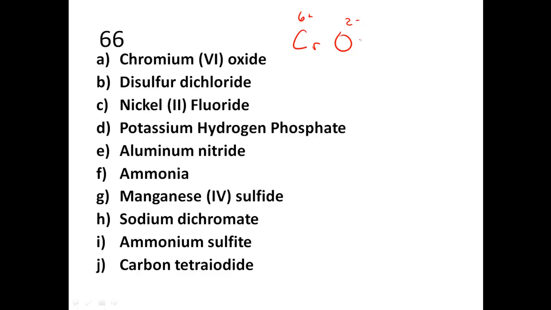Now, there may be a few people who go, oh, I'm going to remember something called the crisscross rule shortcut, and I'm going to put a 6 there and a 2 there. No, not right. It has to be in the lowest whole number ratio. So it's actually CrO3, which is in the lowest whole number ratio.